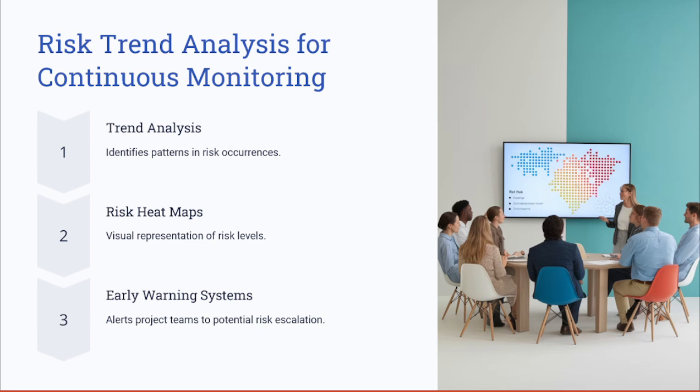When it comes to the early warning system, it alerts the project teams to potential risk escalation before it happens, and you can set a trigger. In case that trigger happens, it creates an alert that needs the attention of the project and project managers teams to evaluate that risk and monitor it closely.